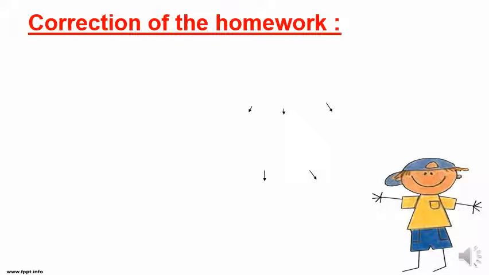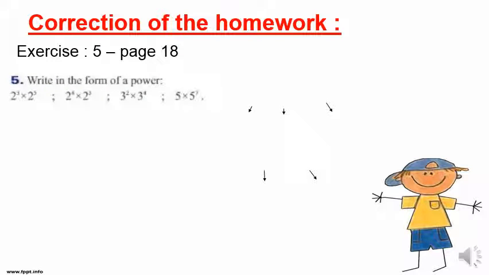Okay, let's start correcting the homework. Starting with exercise number 5, page 18. Write in the form of a power. You have to write the answer as a power. If you see these numbers, they have the same base. So you have to use the first rule. You have to keep the same base and add the exponents.